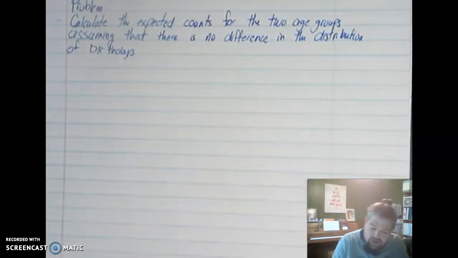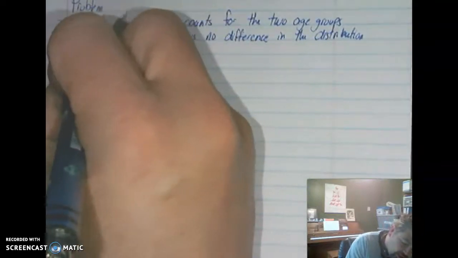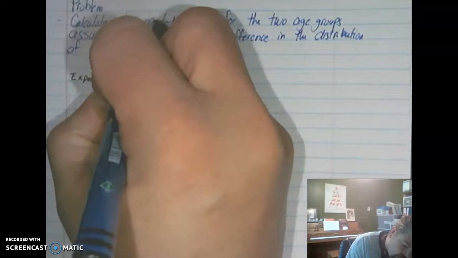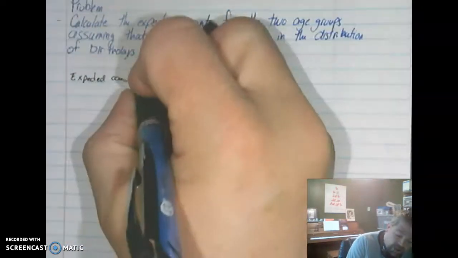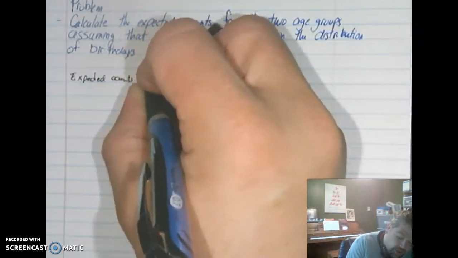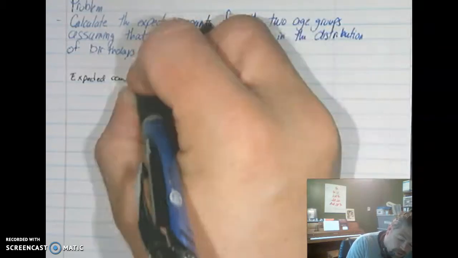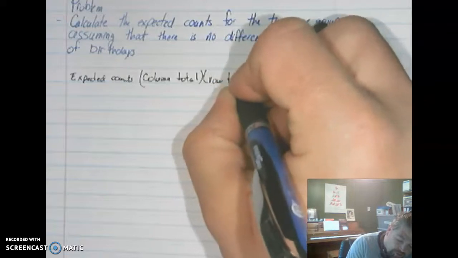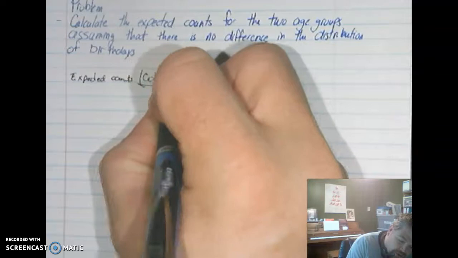Okay, so our expected counts is found in a two-way table. So now remember, we're dealing with two-way tables. Our expected counts is going to be column total times our row total divided by our table total.